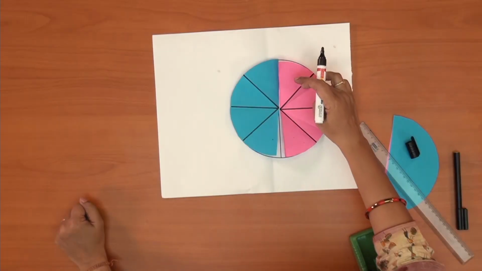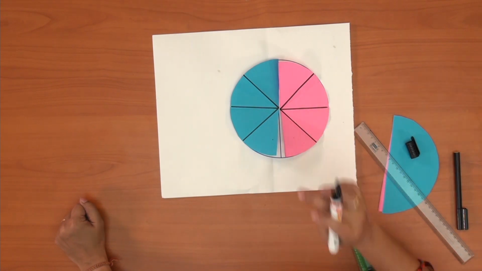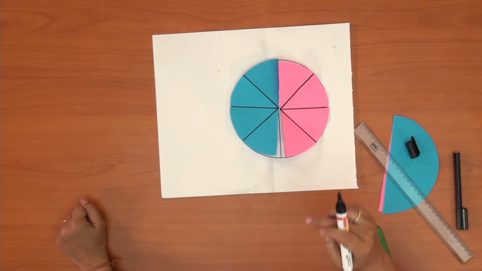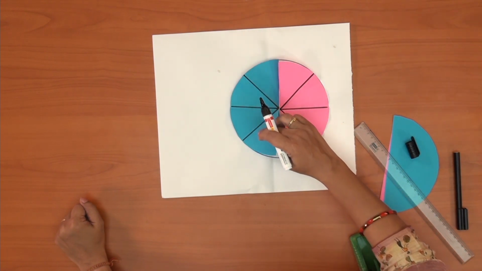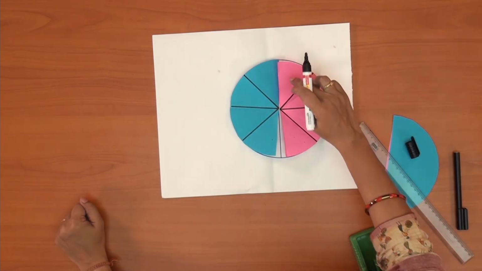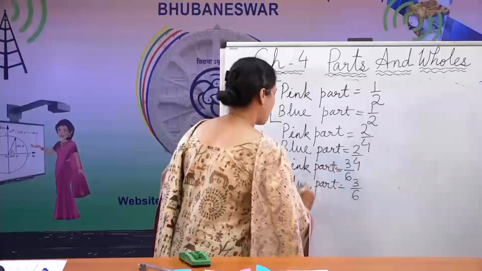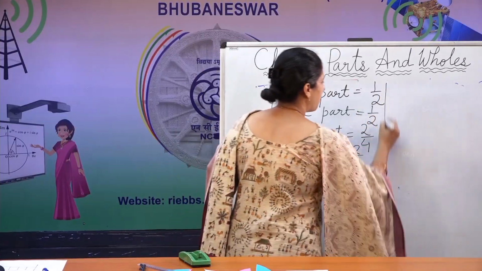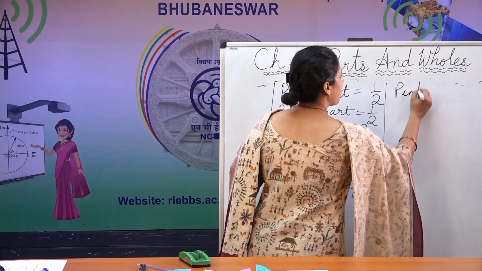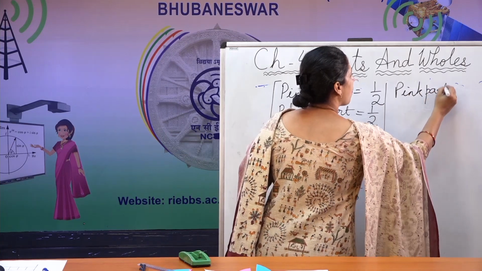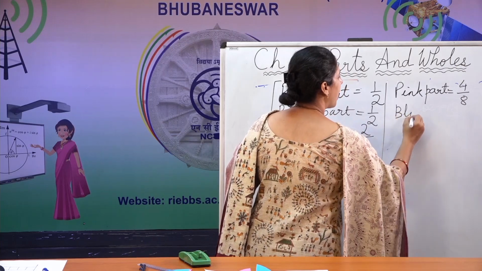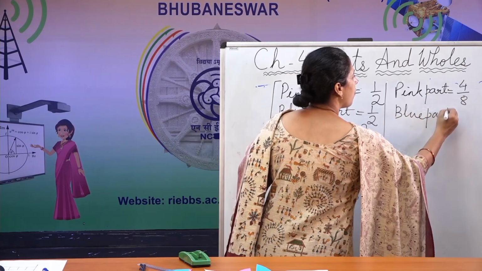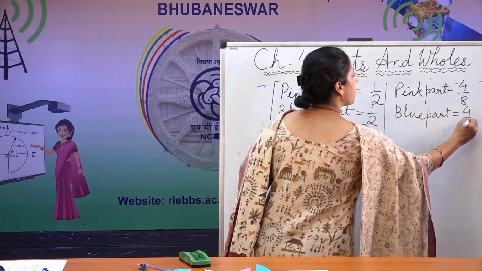Yes. 1, 2, 3, 4. Out of how many parts? The total number of parts. 1, 2, 3, 4, 5, 6, 7, 8. So now the pink part is equal to 4 parts out of 8 parts and the blue part is also 4 parts out of 8 parts.